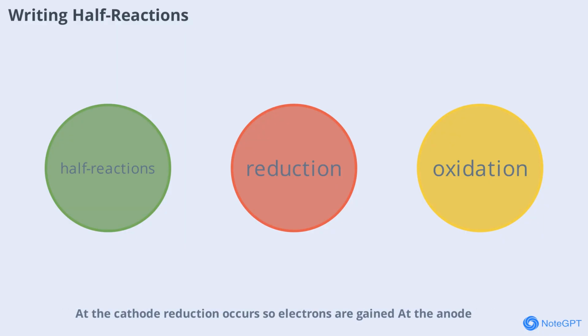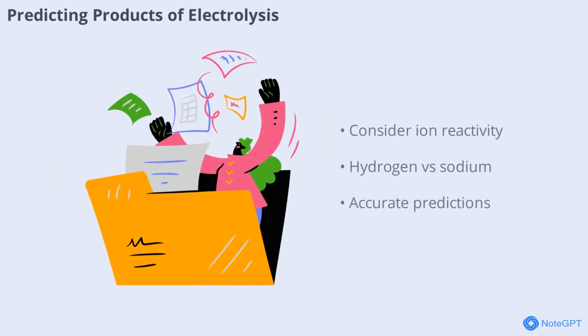At the anode, oxidation occurs so electrons are lost. Writing balanced half reactions helps you understand the overall process and predict the products formed. Practice is key to mastering this skill. Predict the products of electrolysis.